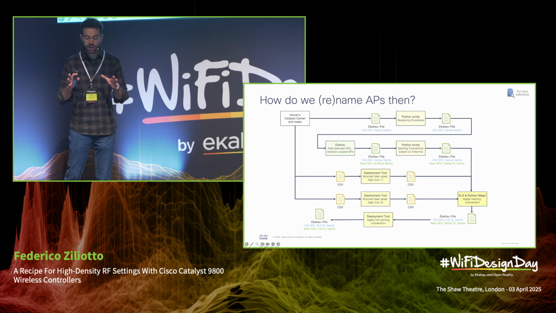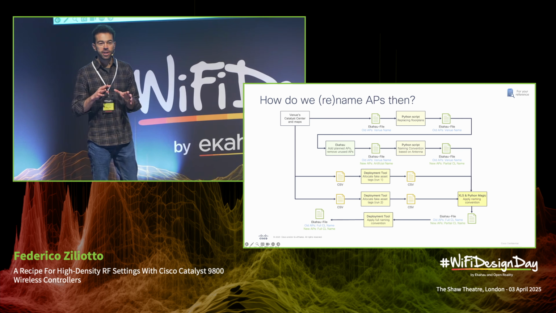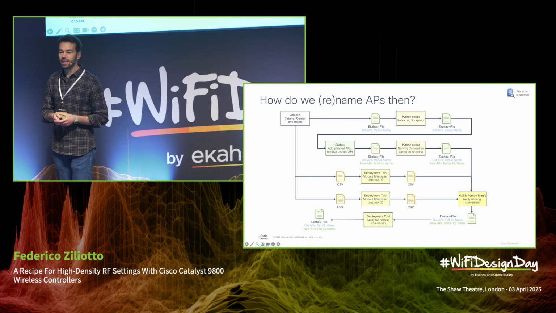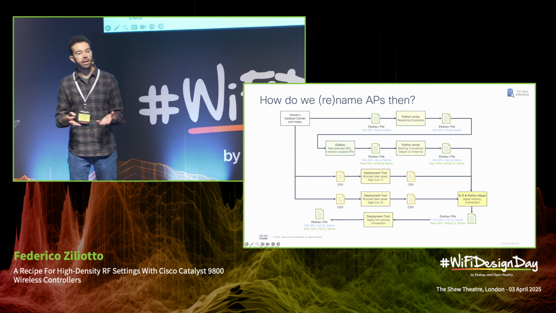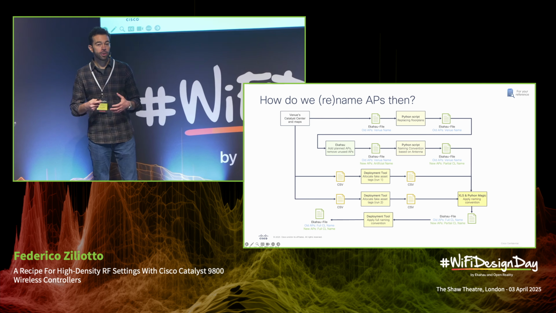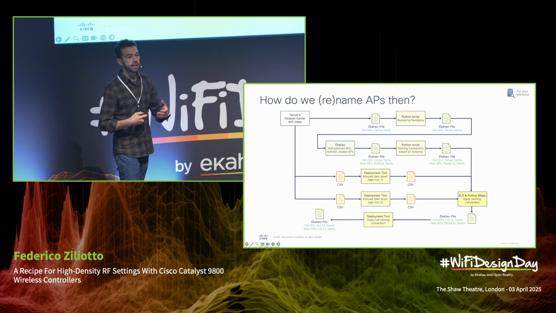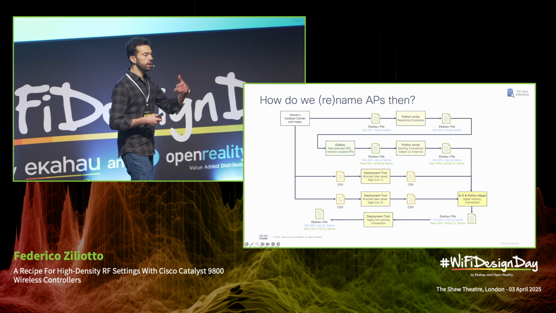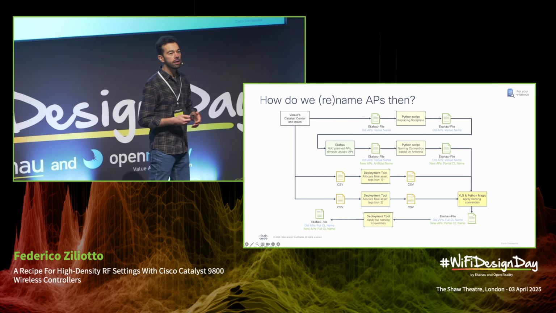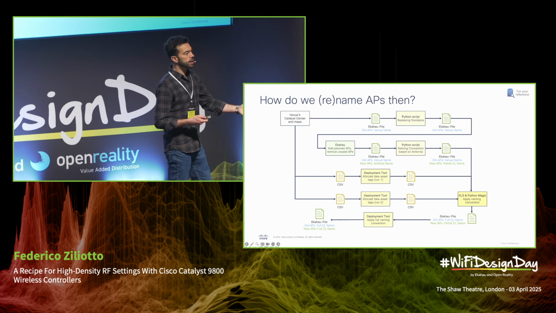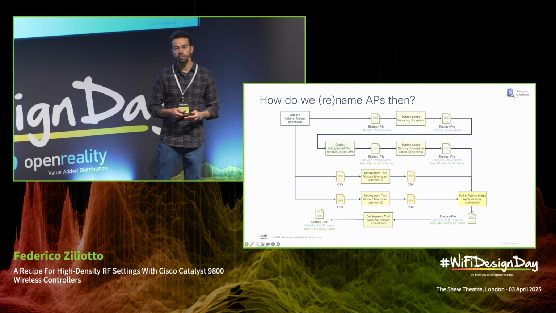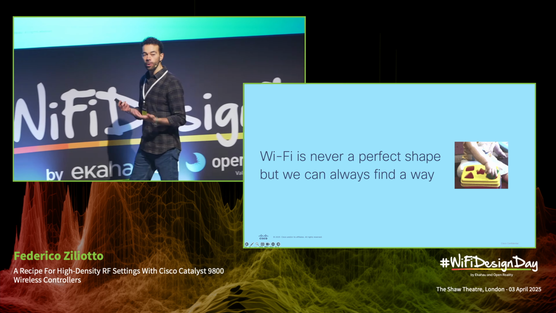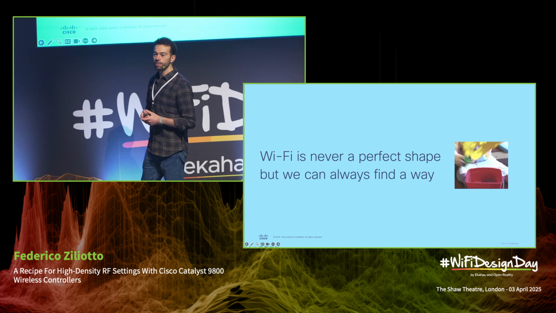All right. So I think this is even a simplification from the team who worked on those tools, on how we automatically rename access points. But we can do those kinds of automations so that then the deployment team can just pick up an access point, scan the barcode, install it, and it's automatically fed into the system that will automatically rename the access point. Okay? So, yes, it's never a perfect shape, but we can always find a way to make things fit.